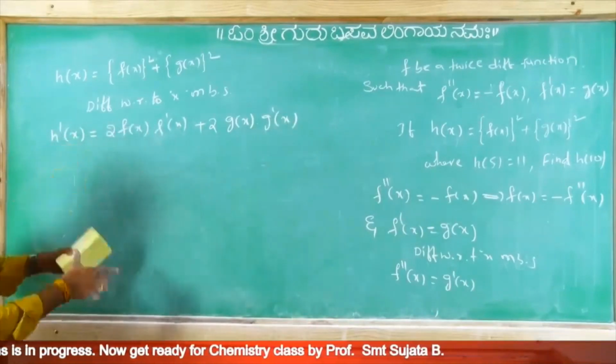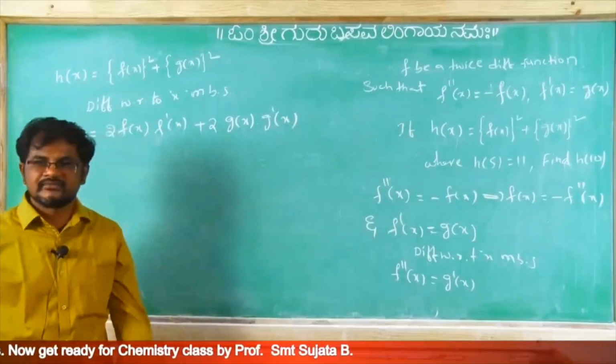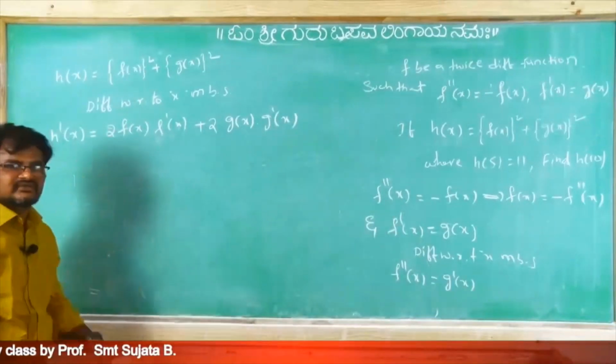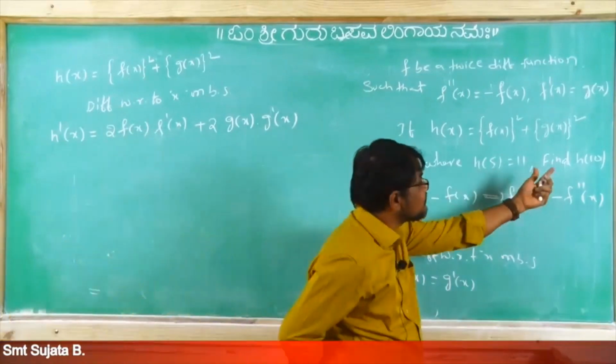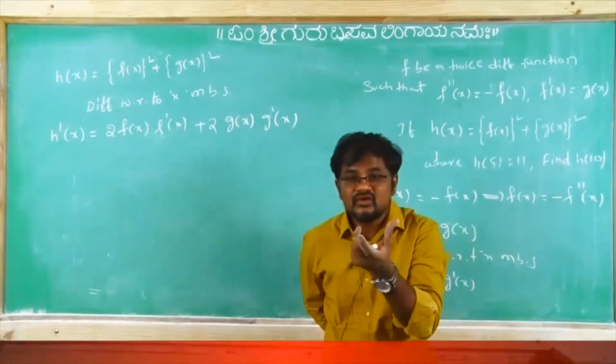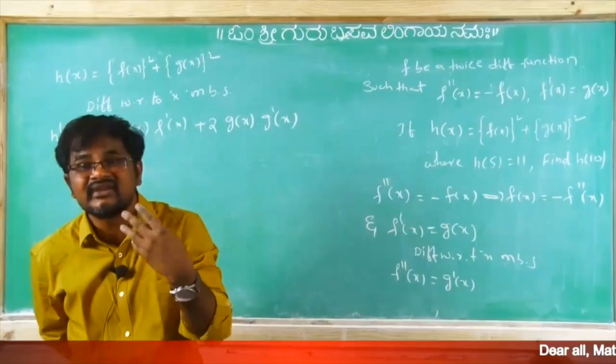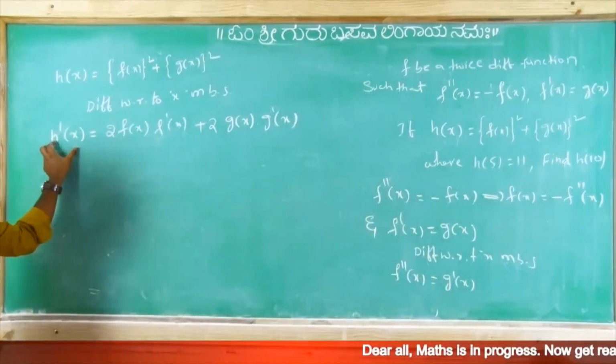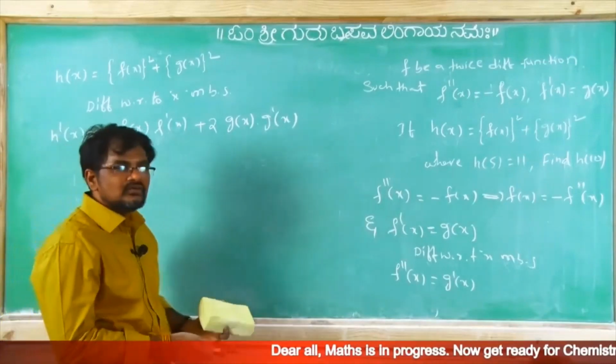Now we have to simplify according to the given values. So all these values we have to substitute in this one. What is the h of x? Because what they are asking is h of 10. If you want h of 10, first of all we want h of x. Okay, now, but here h dash of x only is there. Now that is equal to what?